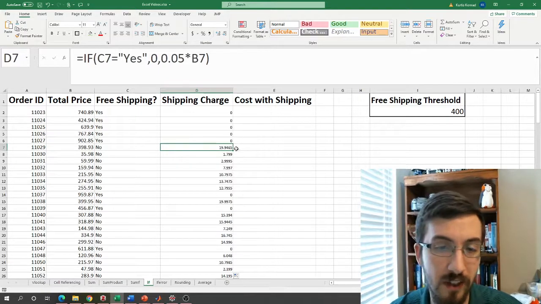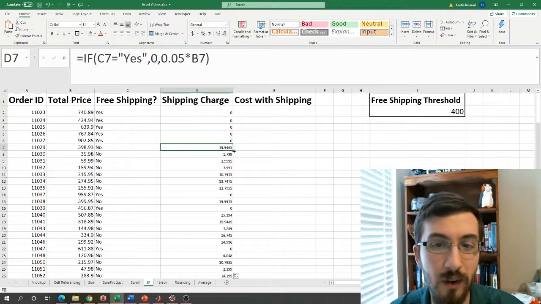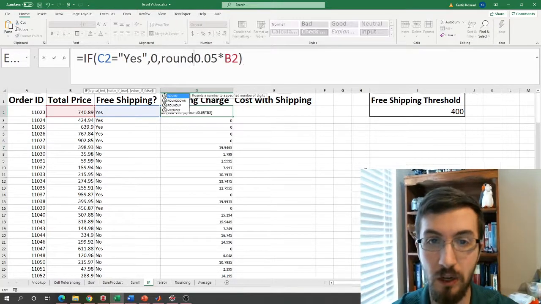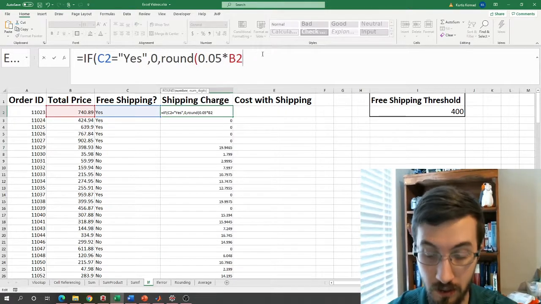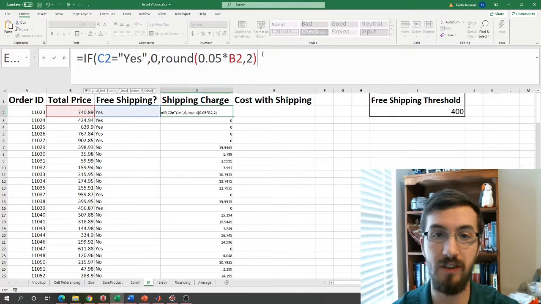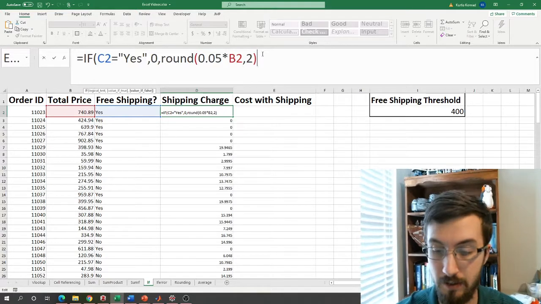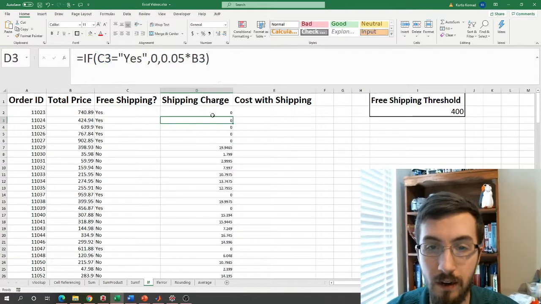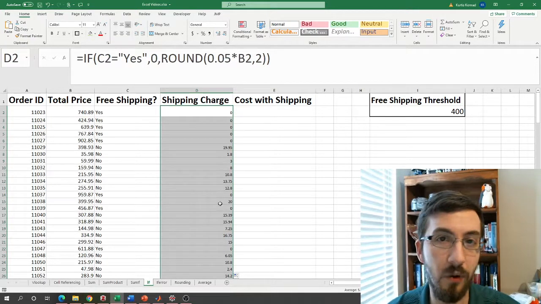However, there's something we can do to refine this formula a little bit. You never have to pay a fraction of a cent. So let's change this formula here, and let's say instead you're going to round this value to 2 decimal places. Shipping charge rounded to the nearest penny. And now, if we extend that down, those make a lot more sense. That feels like something that we like.